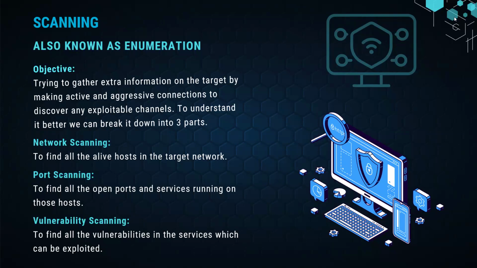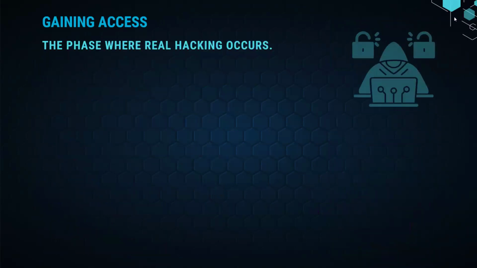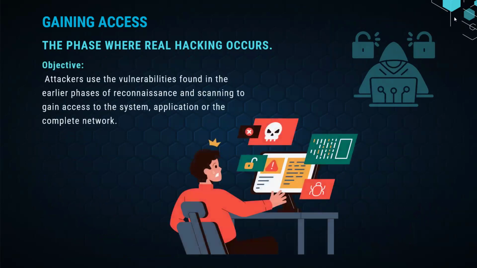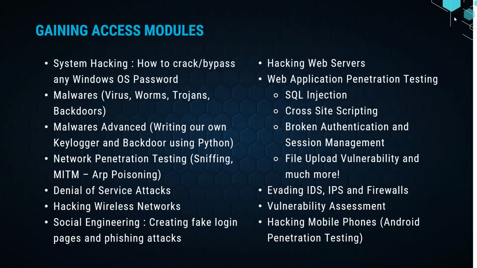So once you've gotten to know what vulnerabilities exist in the systems, then you have the next phase, gaining access, the phase where the real hacking occurs. So this is basically where the attackers use the vulnerabilities found in the earlier phases now to attack the system or the applications or the entire network of the organization. So this is the main core of the subject, guys. It covers a vast variety of topics. Might not be able to explain everything today. But again, just to give you a brief overview, this is all about attacking every single endpoint.